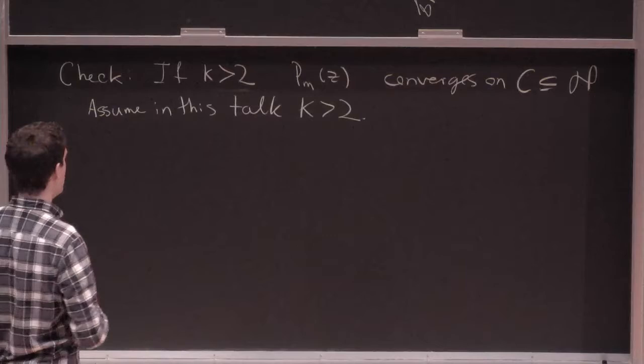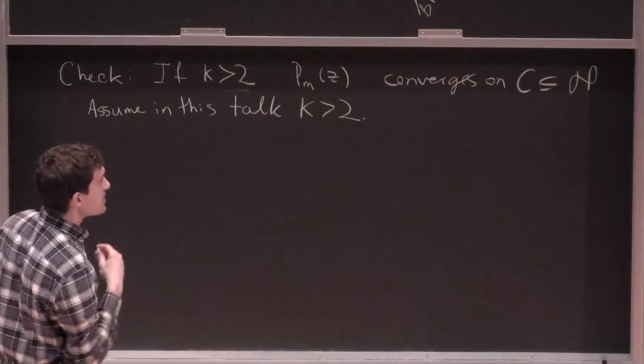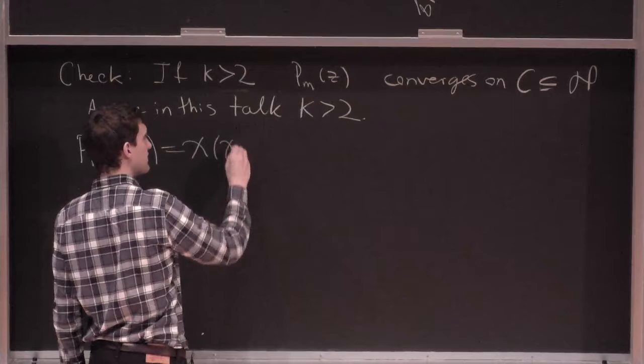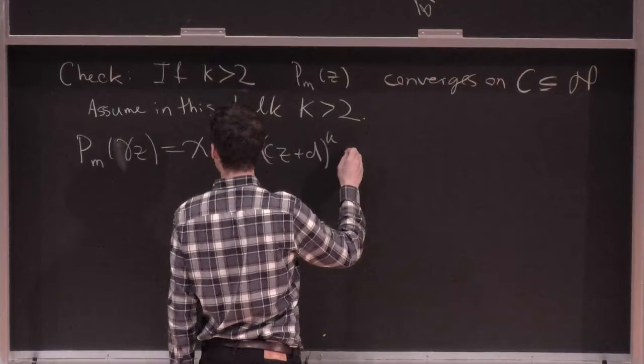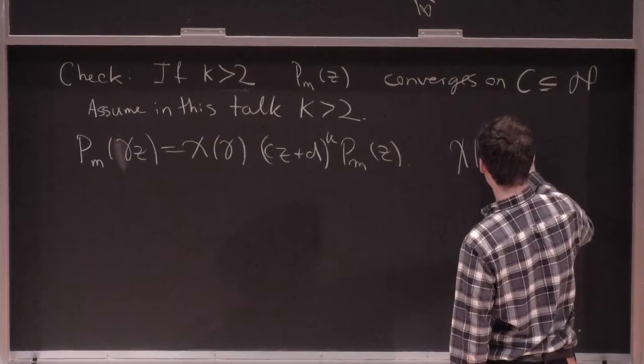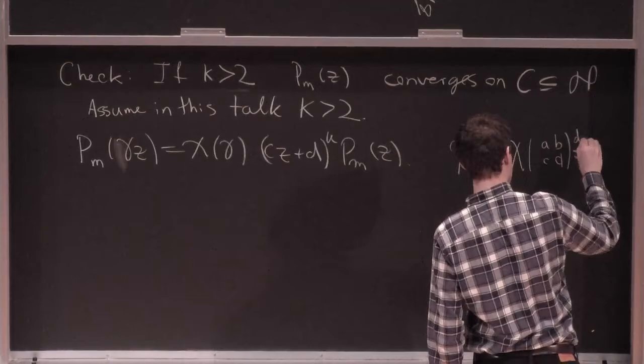Okay, and it's also easy to check by just changing variables in the sum that P_m of gamma z is chi of gamma times cz plus d to the k times P_m. So here chi was a Dirichlet character, so I should say that chi of gamma is chi of a matrix, which we take to be chi of the lower right entry.